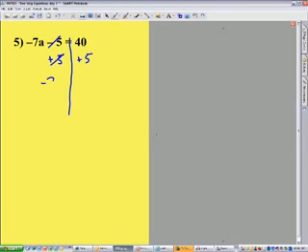Those will cancel out, and we're left with -7 times A equals 45. Everybody should be with me so far on this. This is where it can get a little tricky, but I'm confident. I think y'all got it.